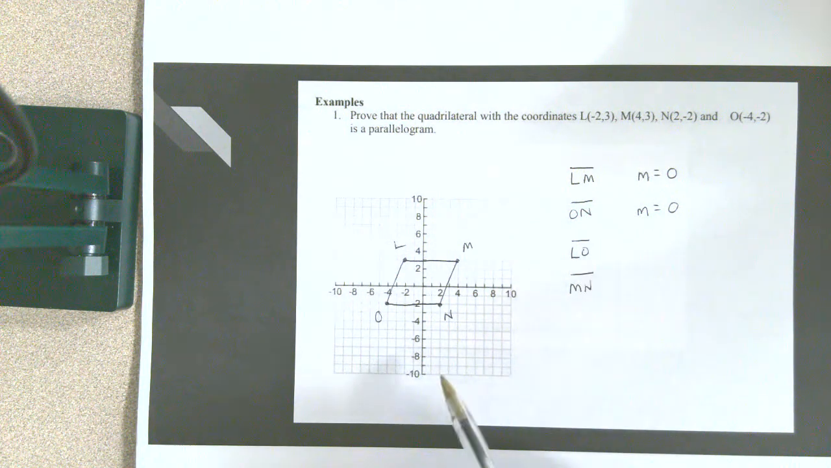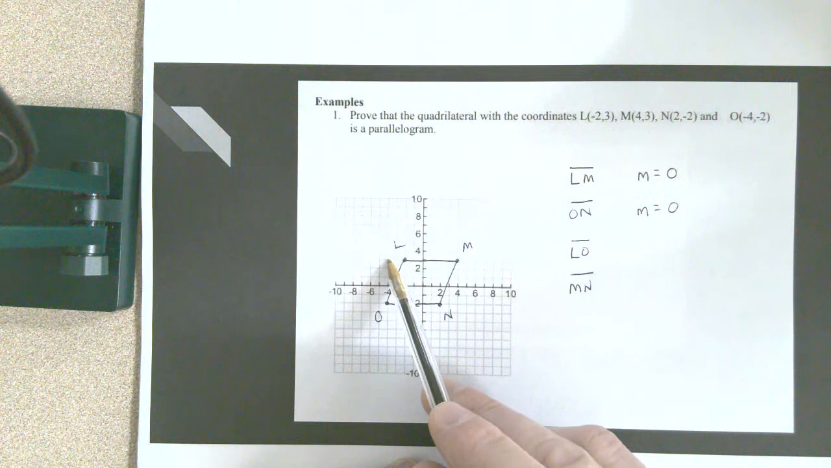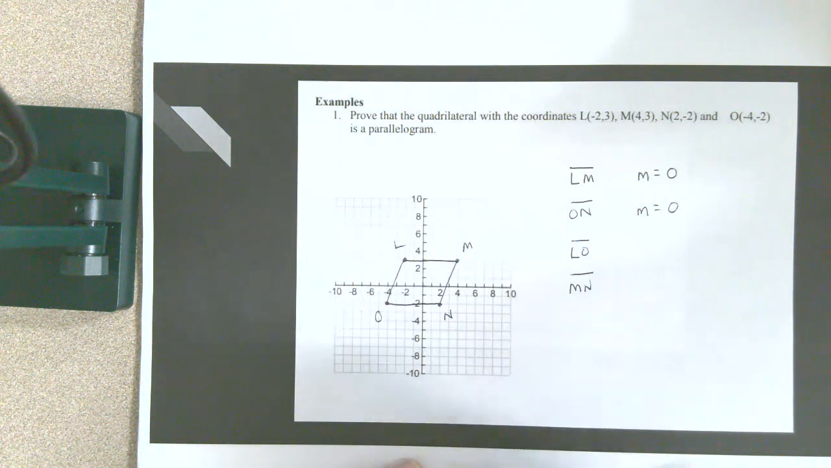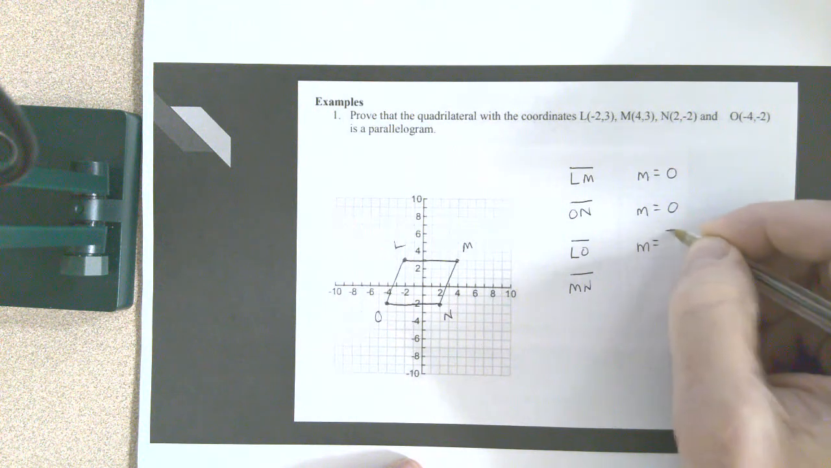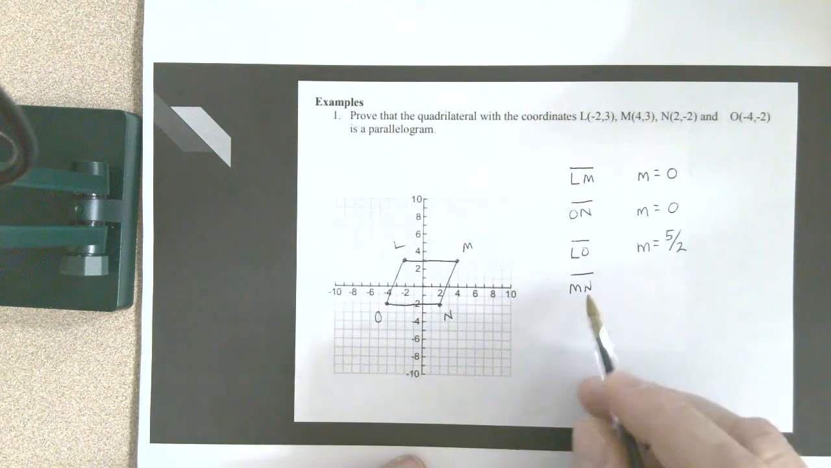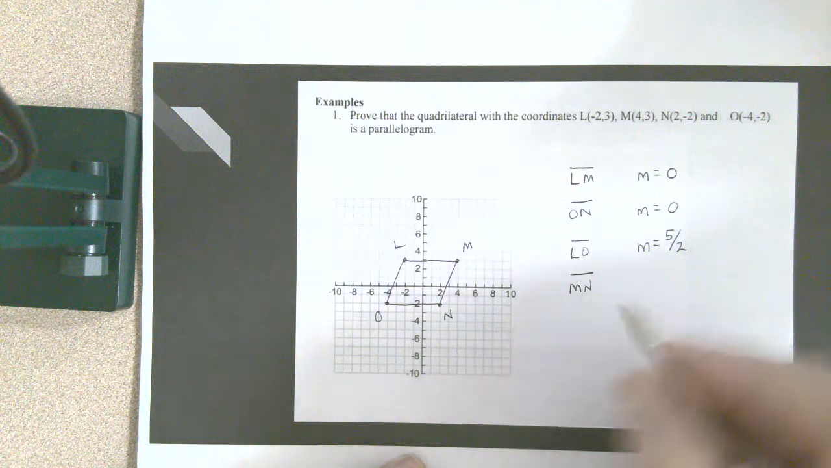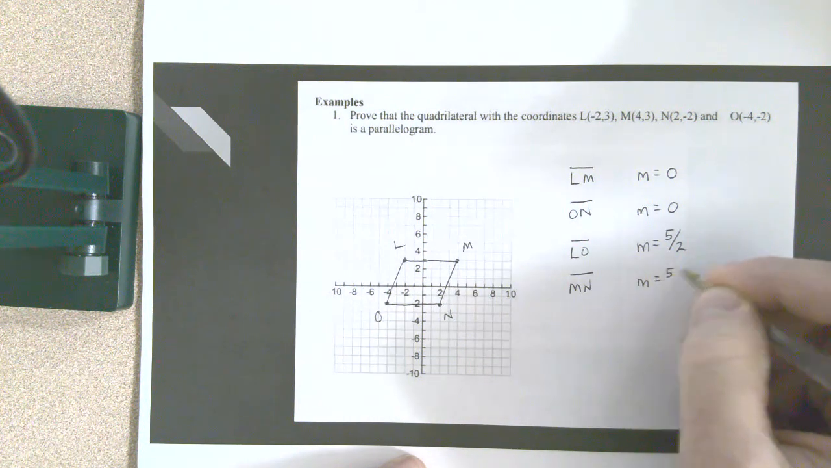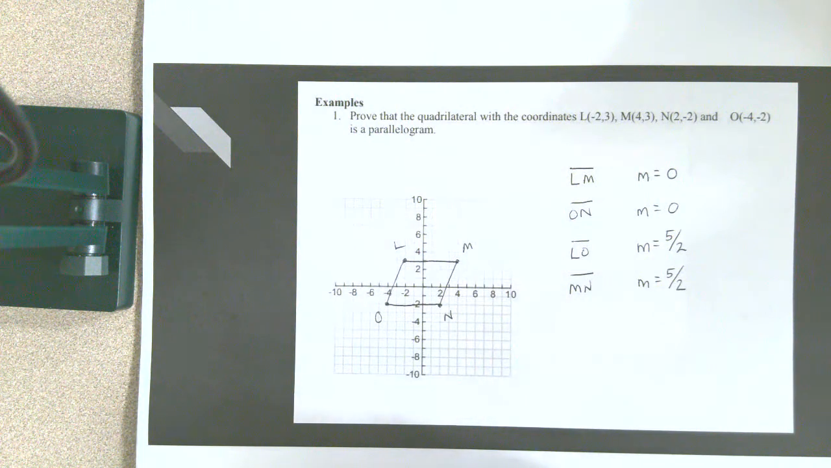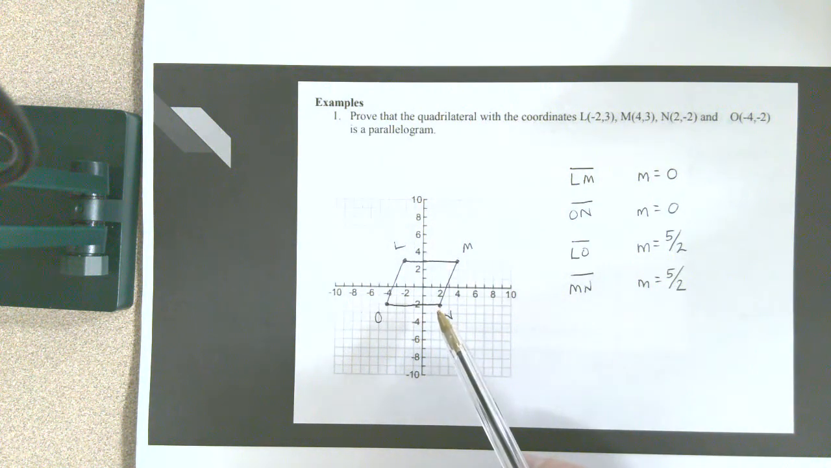Let's move to LO. LO, if I start at the point O, I'm going to count up 1, 2, 3, 4, 5, and right 2. So the slope of LO would be 5 over 2. And if I check the line MN, if I start at N, I'll go up 1, 2, 3, 4, 5, and right 2. Also a slope of 5 over 2. Now, by showing those 4 slopes, I have now proven that this shape is a parallelogram.